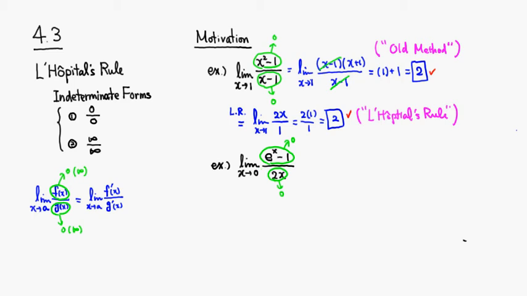Let's go ahead and apply L'Hopital's rule here. We take the derivative of the numerator. The derivative of e to the x is e to the x, and the derivative of negative 1 is 0, because negative 1 is a constant. The derivative of 2x is going to be 2, as x approaches 0. Then if you plug in 0, e to the 0 is 1, over 2, so the answer is 1 over 2. That is the limit by L'Hopital's rule.